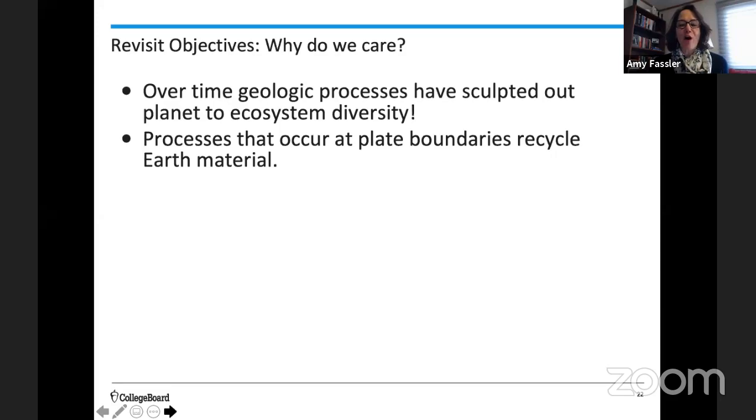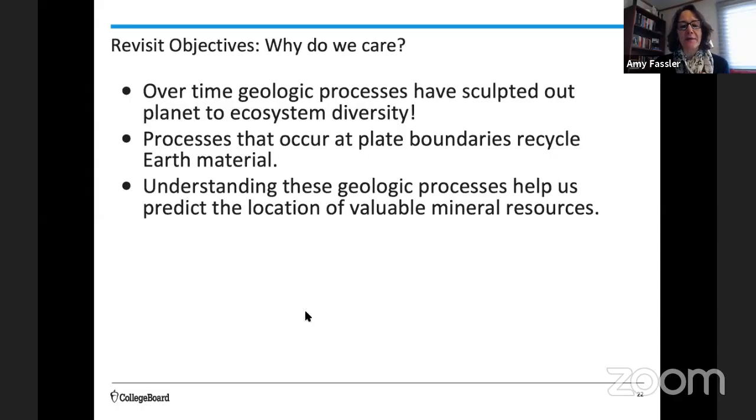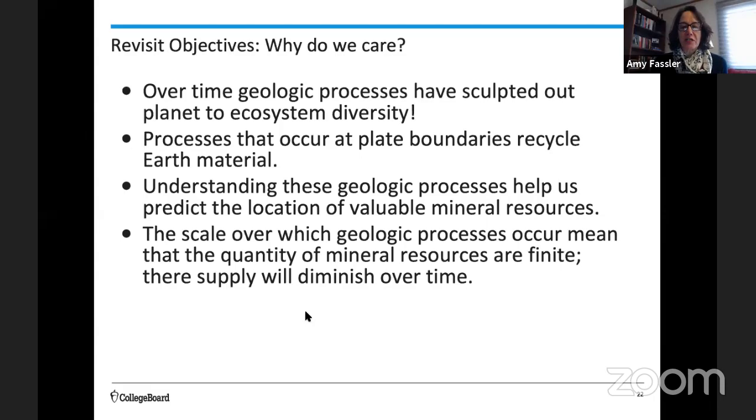And it's always a really challenging thing for science teachers to try to help our students visualize what that long time frame is going to look like, how long those processes take to happen. Remember, this is going to help us know where valuable mineral resources are located, where I have tectonic plate activity, and I can have minerals from the mantle of the earth deposited on the surface. Those processes help me predict that location.